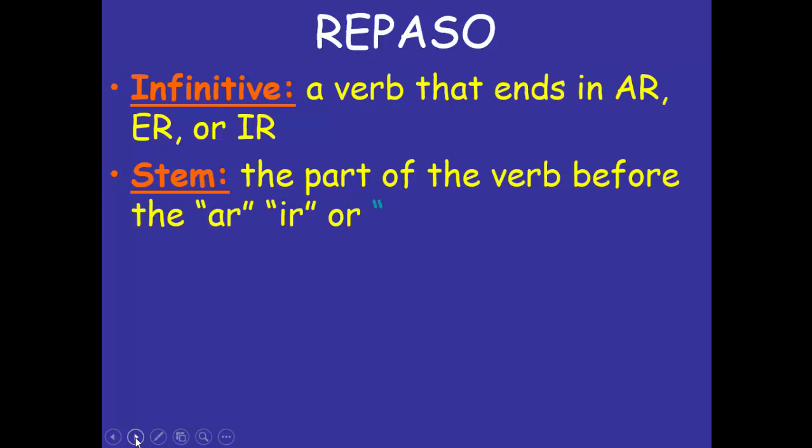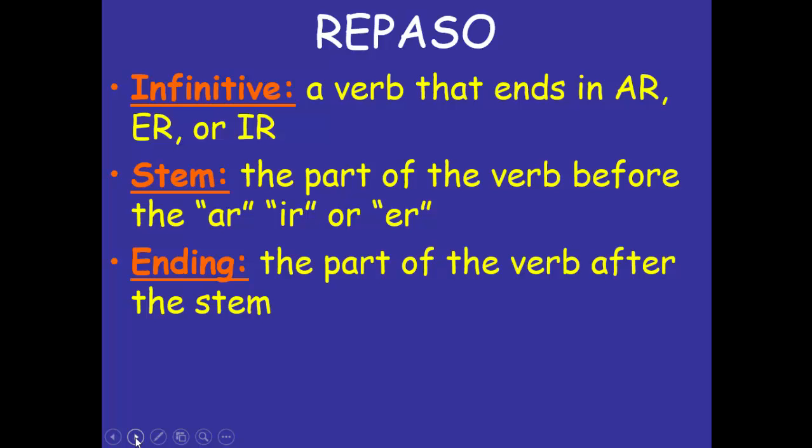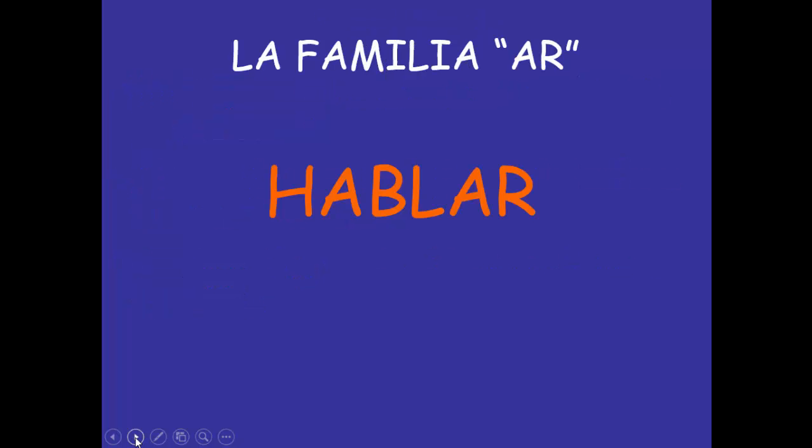The stem of the verb is the part that comes before that little AR, ER, or IR ending. And the ending is what's left, the AR part, the IR part, or the ER part. So we have three families of verbs: AR verbs, IR verbs, and ER verbs. We're going to start with AR verbs. For taking notes on this, you should be using your closed notes for regular verbs that were attached in this file. So the first verb we're going to talk about is hablar.